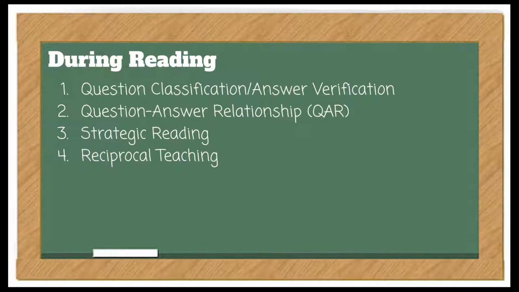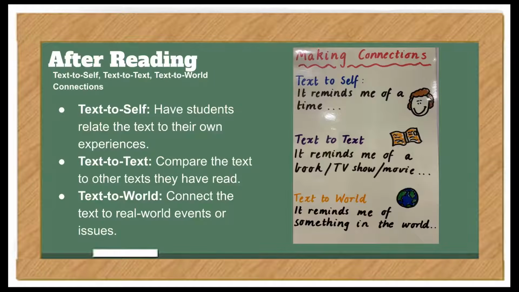For example, let's pick one strategy like predicting. I'm going to model how to use it. I'll do a strategy such as thinking aloud. Then I will have my students work in small groups where they will practice the skill of predicting. All right, so now that we've talked about these strategies that you can use during the reading, let's talk about after the reading. Now, after the reading, we can have our students make connections with the text.